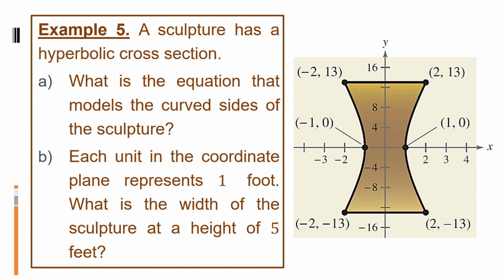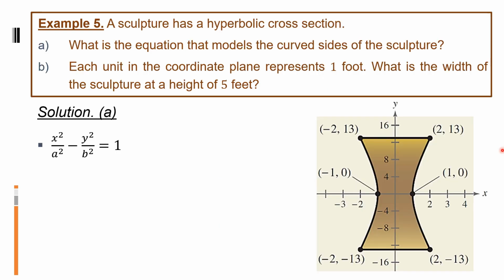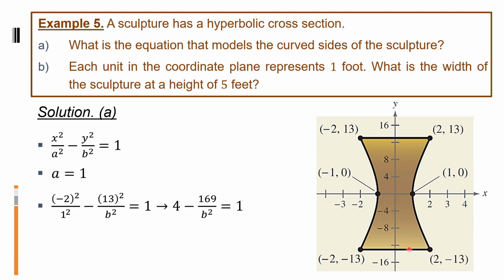And for the last example, a sculpture has a hyperbolic cross-section. So what is now the equation that models the curved sides of the sculpture? And if each unit in the coordinate plane represents 1 foot, what is the width of the sculpture at a height of 5 feet? So, eto yung illustration ng ating problem. For our solution in the first question, we know that the equation to be used is x squared over a squared minus y squared over b squared equals 1. Kasi yung center natin, nilagay natin sa 0, 0. Our a is equal to 1 based on this.